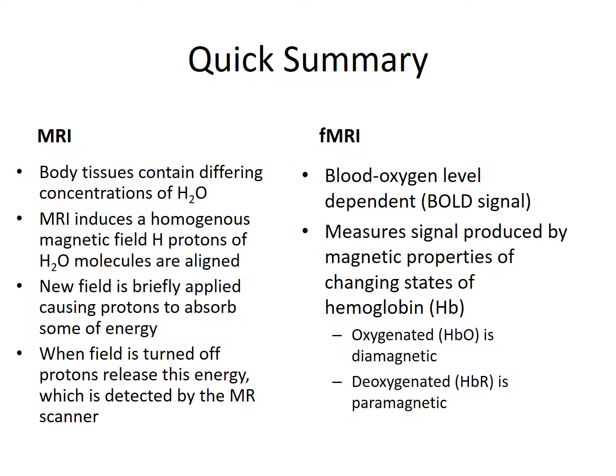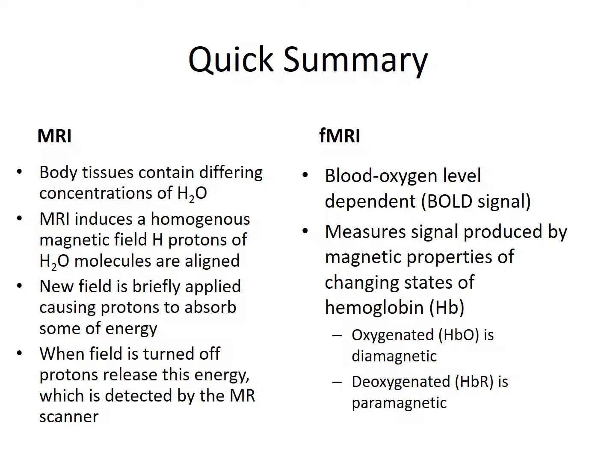MRI examines the tissue concentration of water molecules. These molecules are put in a homogeneous magnetic field and aligned. Once aligned, they are hit with another type of energy. When this is turned off, energy is released and measured from the water molecules. As the concentration of these molecules changes across tissue, so does the signal they emit, producing the different contrasts that you can view in structural MR images.